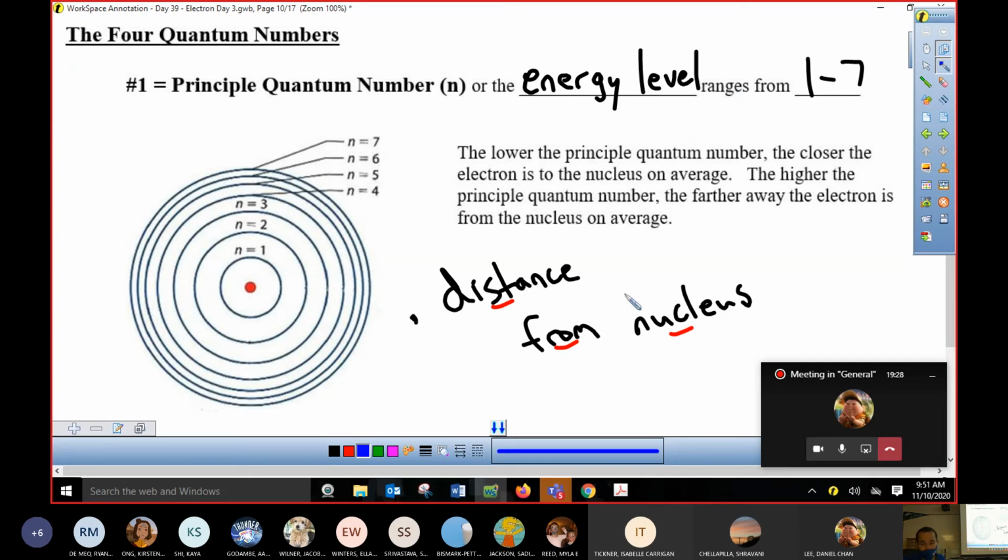So on page 9, we talked about the first part of an electron's address. The first quantum number is called the principal quantum number, and that tells you which energy level the electron is found in. All right, so 1 is closest to the nucleus, 2 is farther, 7 is the farthest away. So 1 through 7, every electron will have an address. The first part of the address will be 1, 2, 3, 4, 5, 6, or 7.